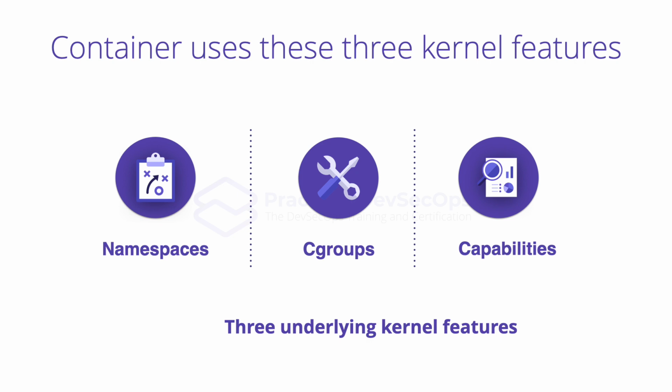Cgroups help in limiting the resources a container can consume. Capabilities help in limiting operations that a container can perform.